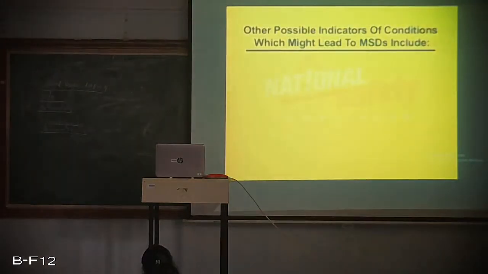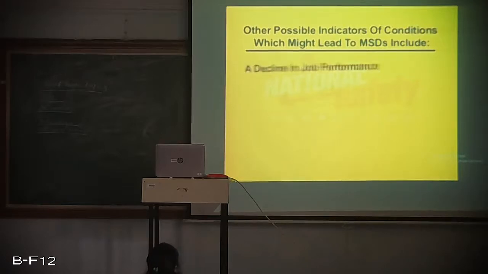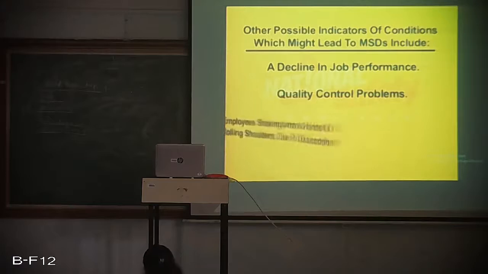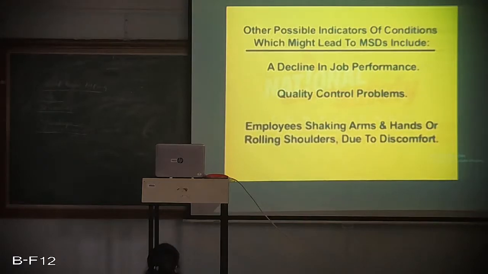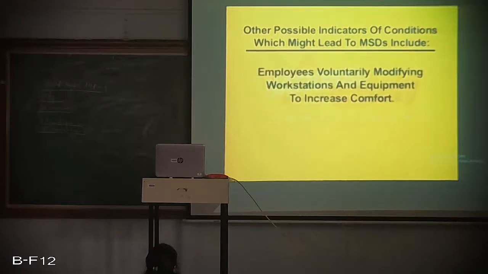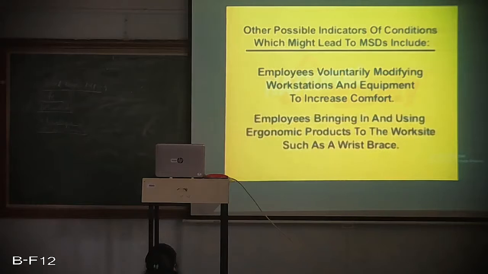Other possible indicators of conditions which might lead to MSDs include a decline in job performance, quality control problems, employees shaking arms and hands, or rolling shoulders due to discomfort, employees voluntarily modifying workstations and equipment to increase comfort, and employees bringing in and using ergonomic products to the worksite, such as a wrist brace.